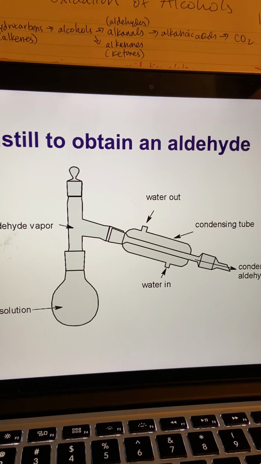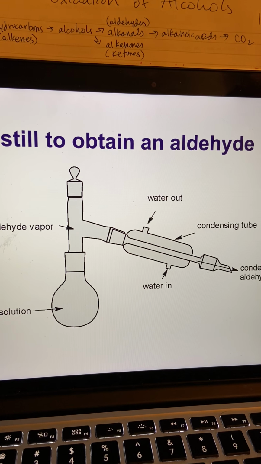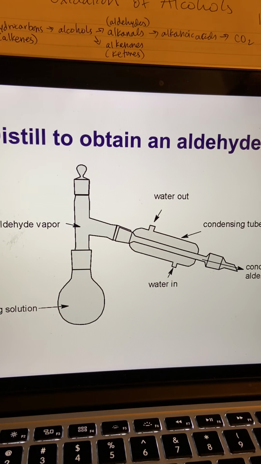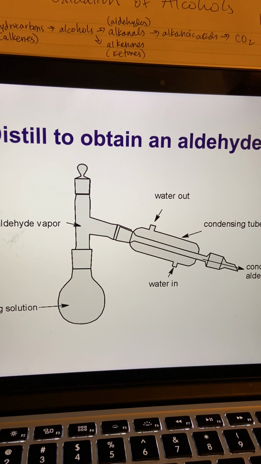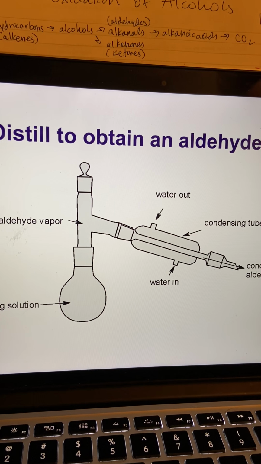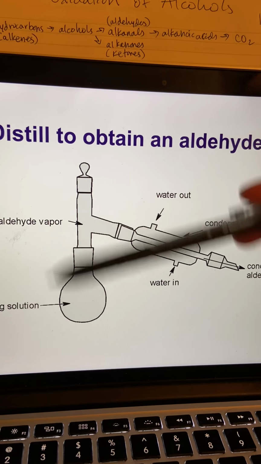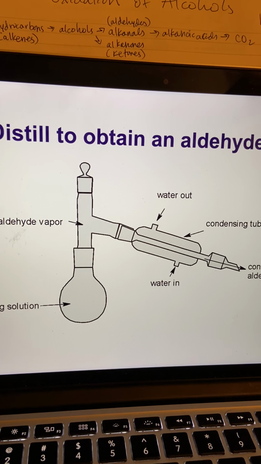but this is the basic setup here. And you can do this with things other than just aldehydes. Like you could distill a carboxylic acid, or, well, actually that would be hard. But that's how, commercially, these things are sort of purified. That's a really good purification method.